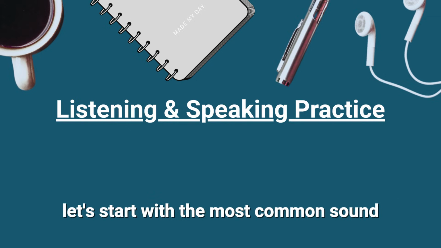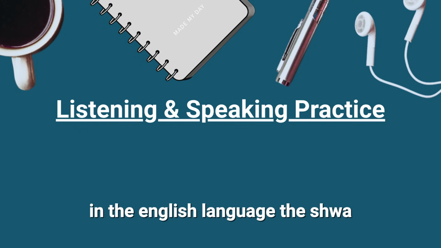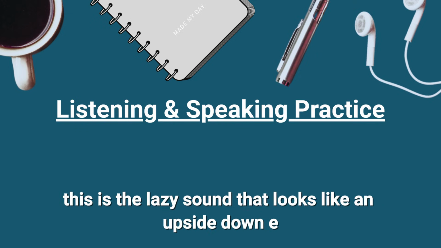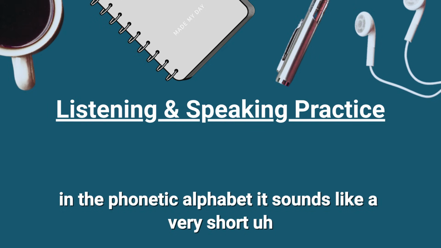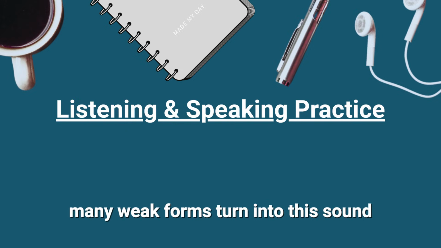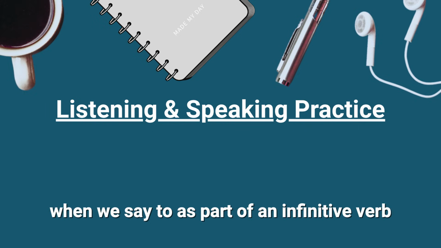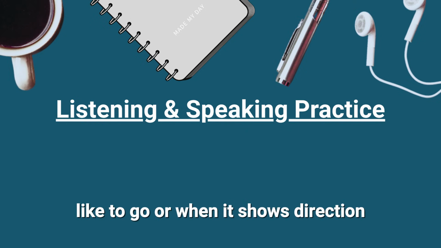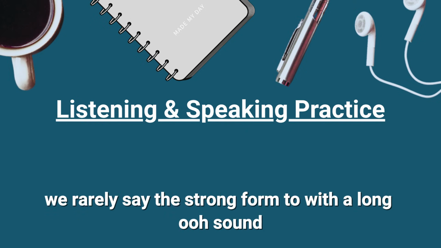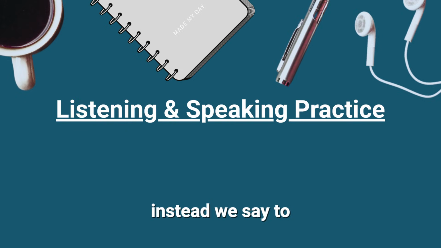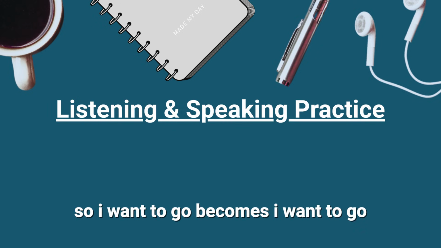Let's start with the most common sound in the English language, the schwa. This is the lazy sound that looks like an upside-down E in the phonetic alphabet. Many weak forms turn into this sound. Take the word to. When we say to as part of an infinitive verb, like to go, or when it shows direction, we rarely say the strong form with a long oo sound. Instead, we use the schwa sound. So, I want to go becomes I want-a go.